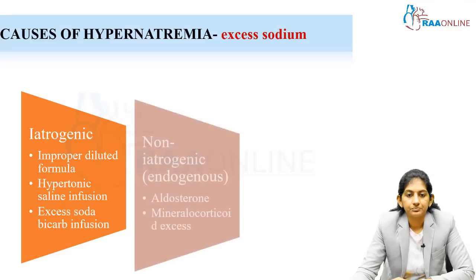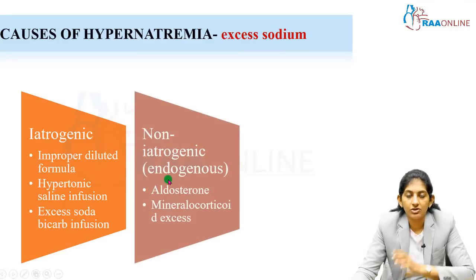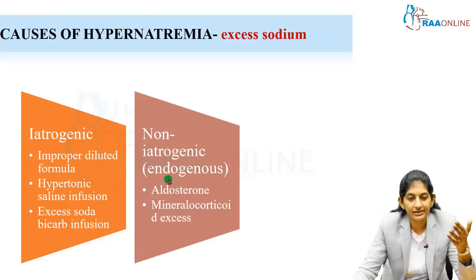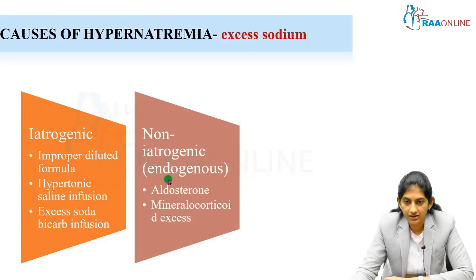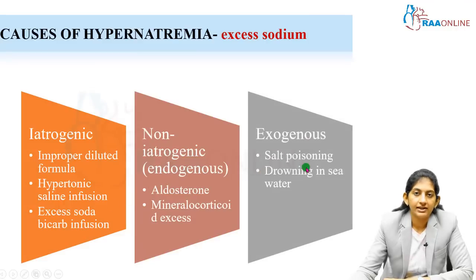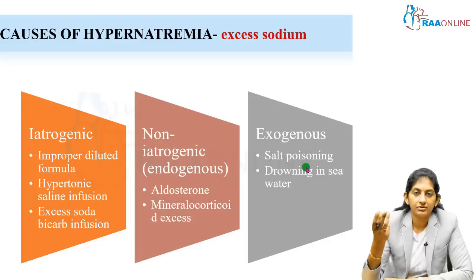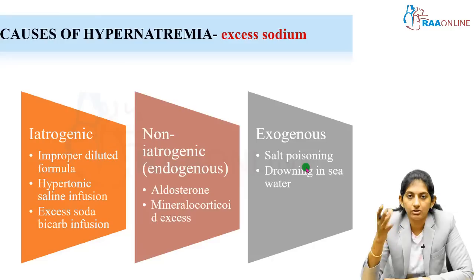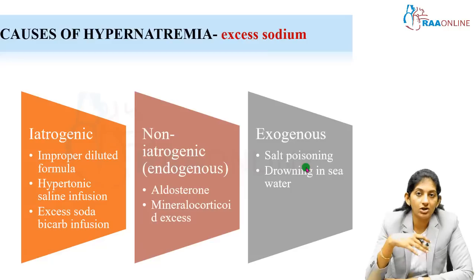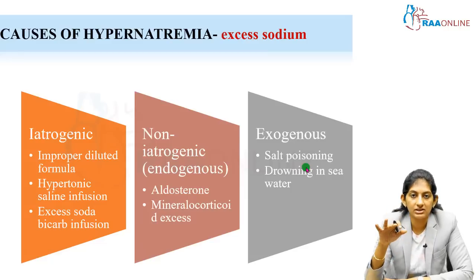Okay, next, when there is aldosterone excess. So that's what I have discussed already. When there is aldosterone or mineralocorticoid excess, that will result in hypernatremia. Third one will be exogenous salt poisoning. Of course, it is impossible to eat salt more than 10 to 15 grams, right? Because it is not at all palatable. In case someone wants to deliberately take it, that will result in hypernatremia. Next will be drowning in seawater. Okay, so these are the causes of hypernatremia because of excess sodium which is getting into the system.